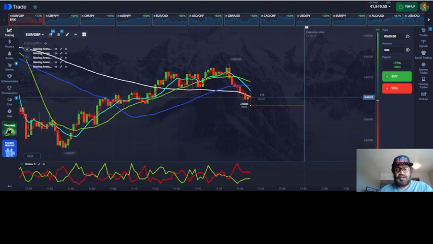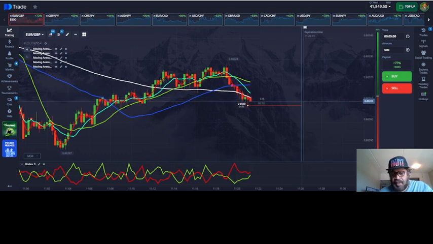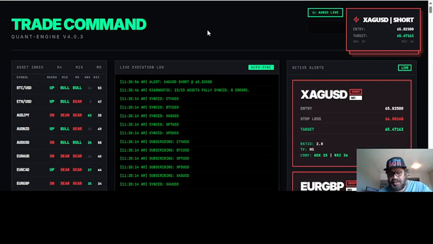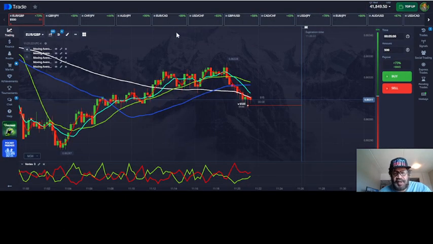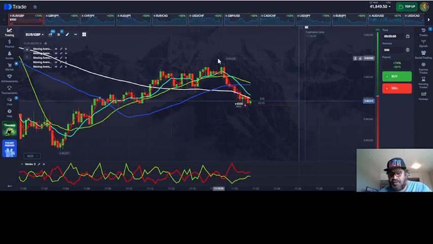Okay, so I just took a 5-minute short on the Euro Great British Pound currency pair. The reason why I took the trade is because the Quant Engine generated a short signal here, a 5-minute short on the Euro Great British Pound. So I went to my Pocket Option trading platform here and I went ahead and took the short. Make sure when you take your trades, you have your trade time set to 5 minutes and to the precise currency pair that the signal generated.